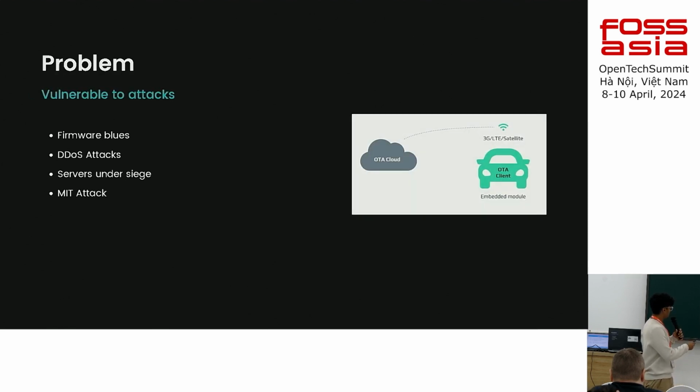So these are the problems with OTA updates. The first one is firmware blues, in which the attackers try to push malicious code into the IoT device, and the IoT device will behave maliciously, obviously. The second one is a DDoS attack, in which the attackers sniff in between and then flood your device with random packets, and your device will get into a boot loop. The third one is servers under siege, and it's similar to a man in the middle attack.